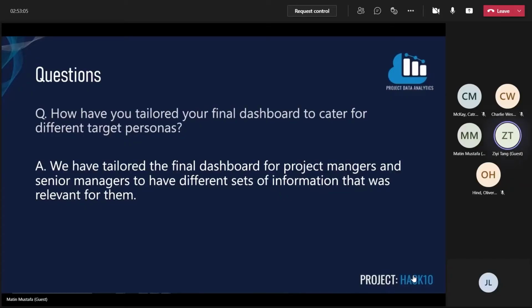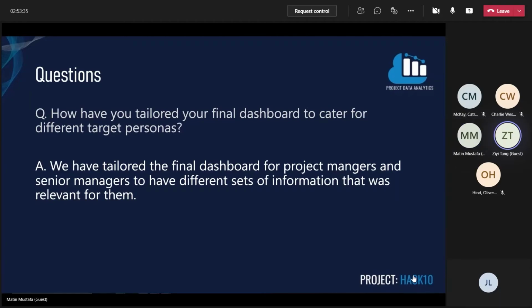We tailored the dashboards for two types of personnel. One is project managers, the other one is senior managers in different industries. The aim is to provide different sets of information relevant to them. This information can help the performance of the project very well, including the exact time and cost, comparing different projects and so on.